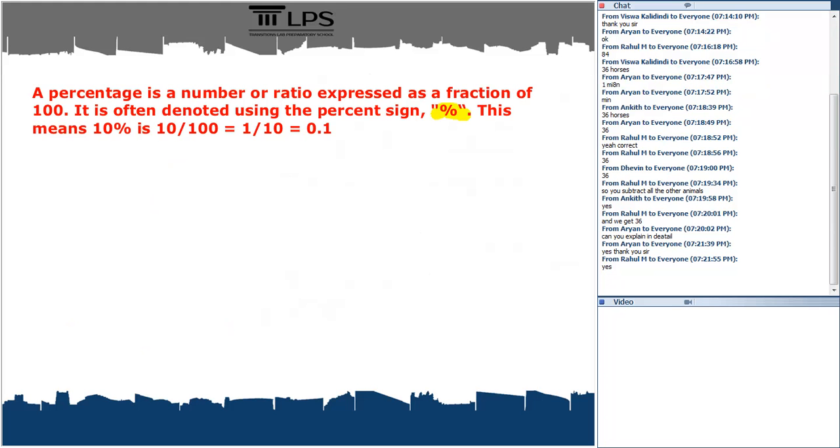And this means that if I say 10%, then I can express it as 10 upon 100. Since the zeros can cancel, it will become 1 upon 10. And it can also be written as 0.1. Okay, that was simple. I think most students know this.